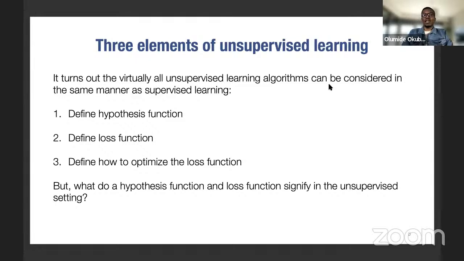So what are the three elements of supervised learning? We have a hypothesis function, as always. We have a loss function, as always. And we have to define how to optimize our loss function. I'm sure you've heard this a lot. Hypothesis function, loss function, optimize loss function, right? But what do these mean? What are we trying to do? If we say we have a hypothesis function, what is it? And what is your loss function, in a sense, when it comes to unsupervised learning?